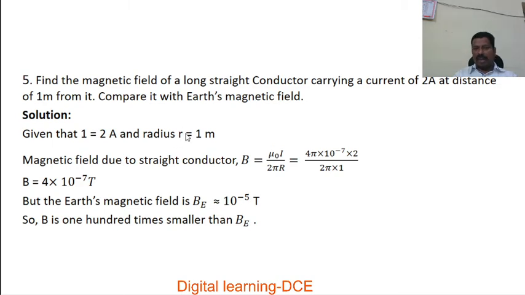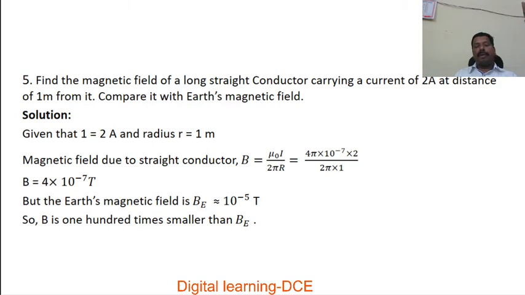Let it be capital R. Then substitute the values and simplify. We get the value of the magnetic field as 4 × 10^-7 Tesla. But the Earth's magnetic field is approximately 10^-5 Tesla.